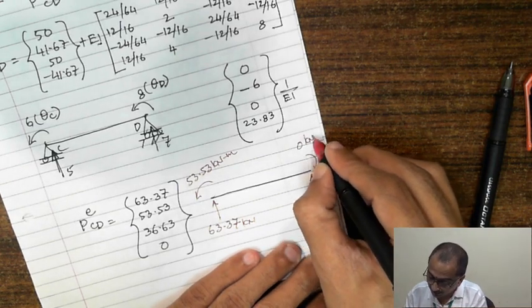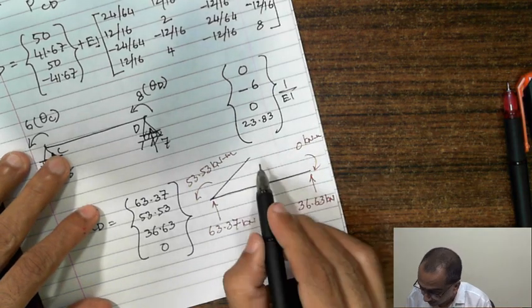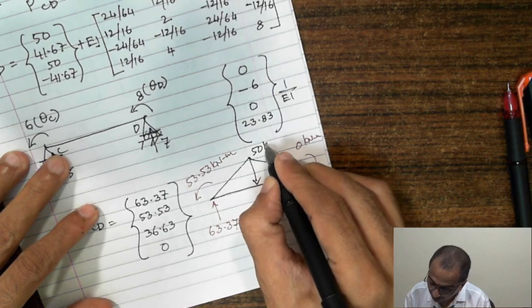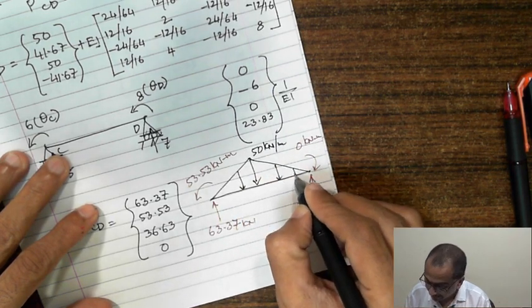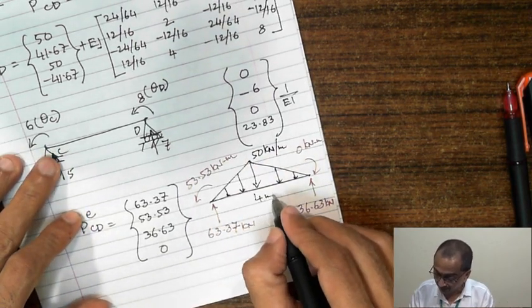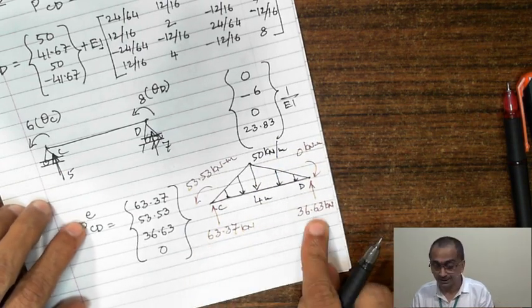0 kilonewton meter. It is loaded with a triangular load like this of having 50 kilonewton per meter load, which is maximum at the center, and like this. So total load is 100 downwards. This is 4 meters. This is C and this is D. Total load is 100 downwards. Total load is 100 upwards.